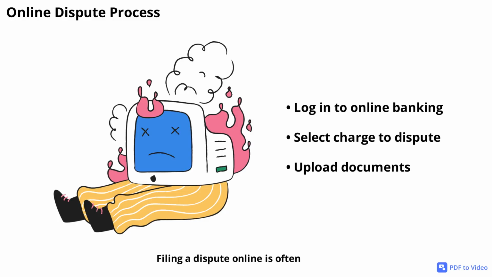Filing a dispute online is often the fastest and most convenient method. After logging into your account, navigate to your recent transactions and select the charge you want to dispute. The system will prompt you to provide a reason and upload any supporting documents. Once submitted, you'll receive a confirmation and updates on the status of your dispute. Keep an eye on your email or account notifications for any requests for additional information.